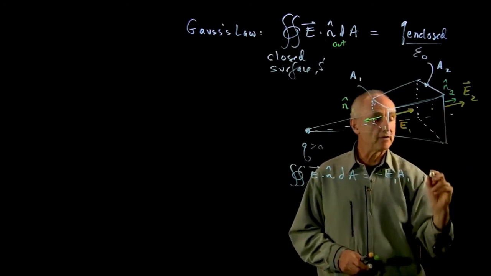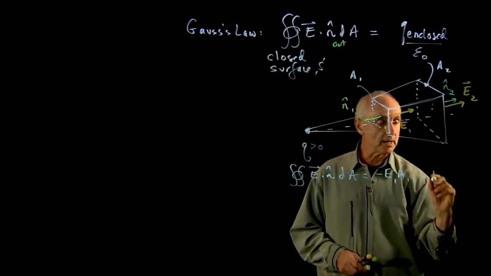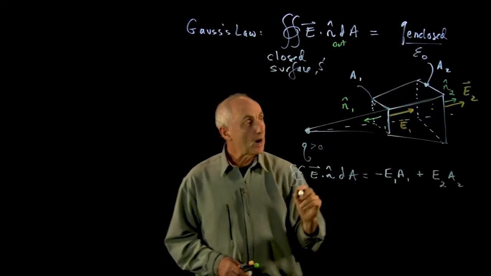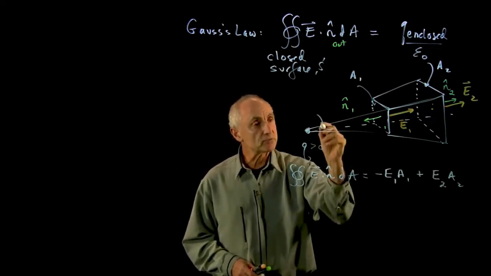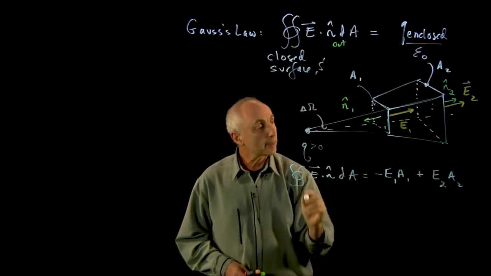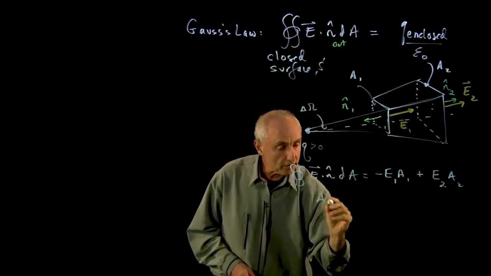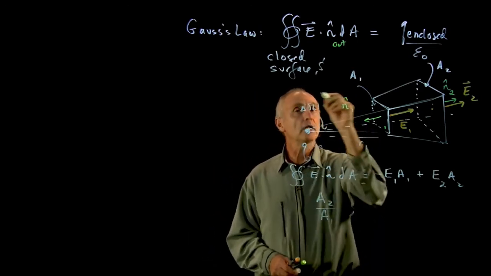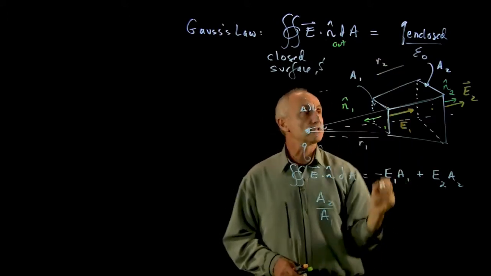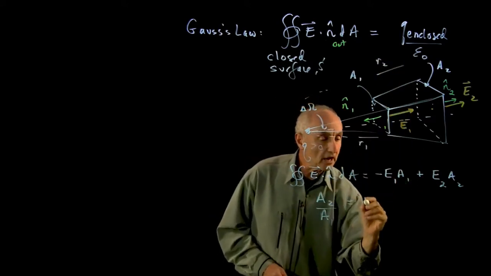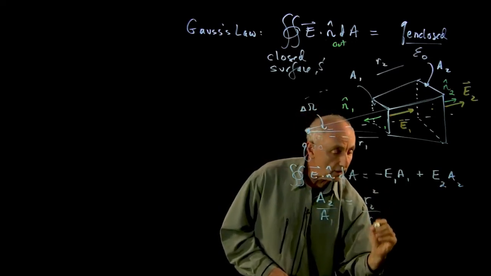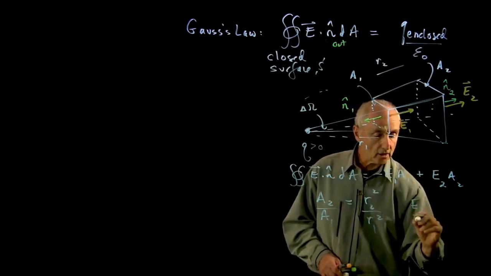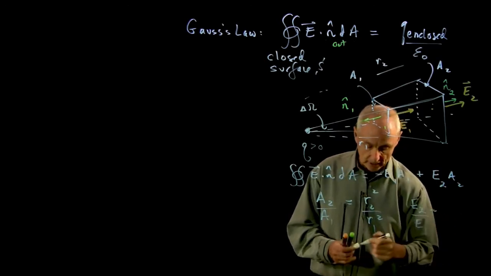And on the second one, we have both E and the unit normal pointing in the same direction, so we have E2 A2. Now, what we know for a solid angle here, a very small solid angle, is that the ratio of the areas here, and if this is a distance R1, and going out here is a distance R2, then the ratio of the areas goes like the distance squared, and the ratio of the electric fields goes like the inverse distance squared.